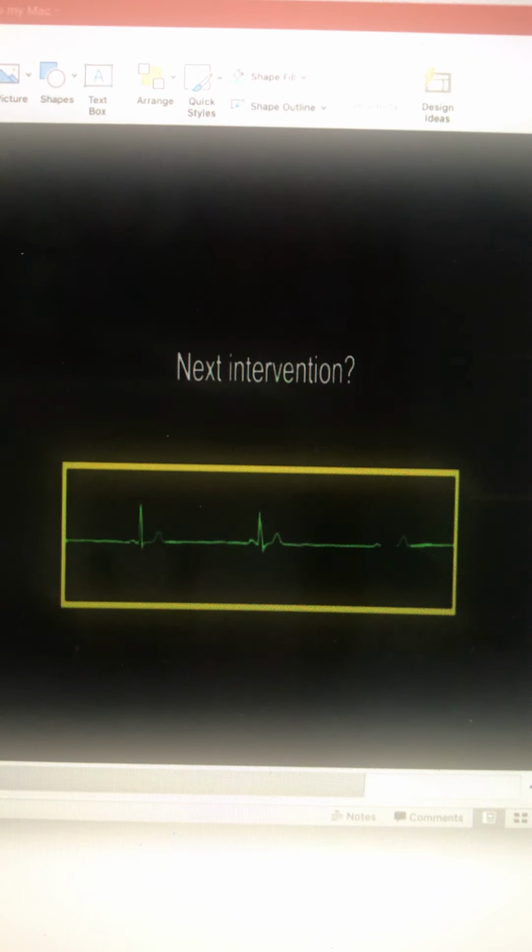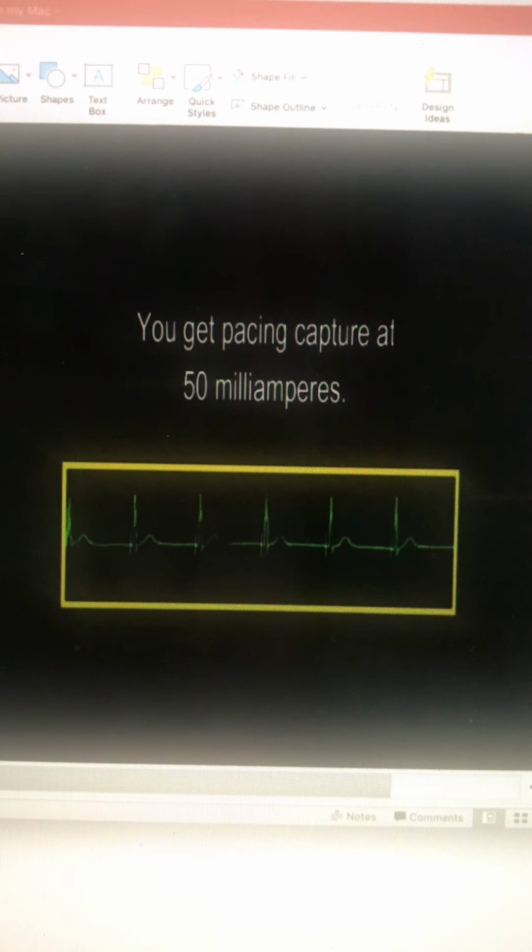So how do we know when we capture a patient? What does that mean? The QRS checks on the R wave. What does that mean? Okay, that's thinking. Let's say, David, do you know what capture means? Why do we put it to 50 milliamps? What are we doing there?